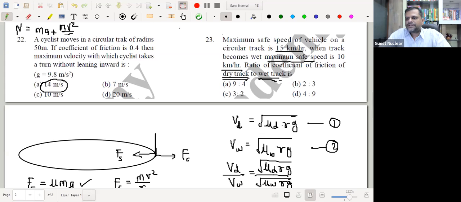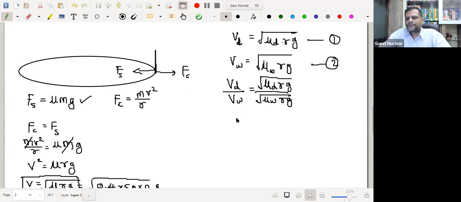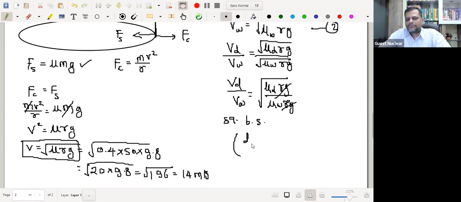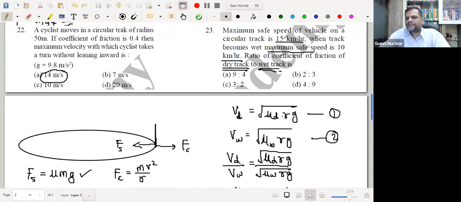Correct. If we combine the square roots, here VD upon VW is kept as it is, and the square root is combined, so here we get mu D into RG upon mu W into RG. So this RG gets cancelled, and if we square both sides, so it will be VD upon VW whole squared is equal to mu D upon mu W. Correct.